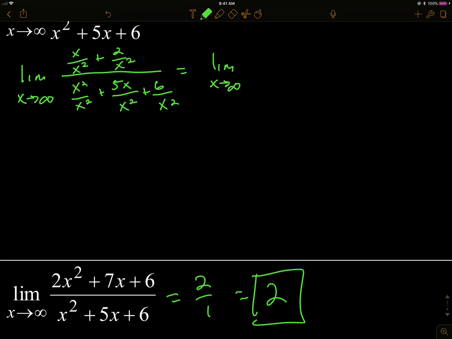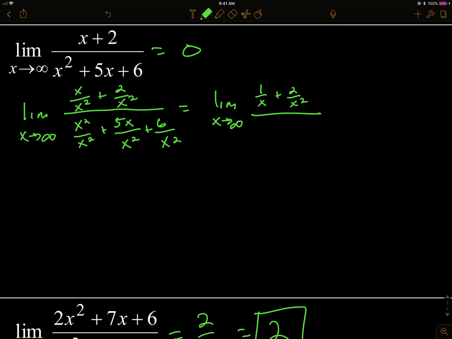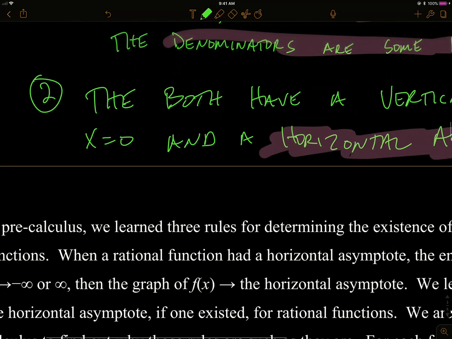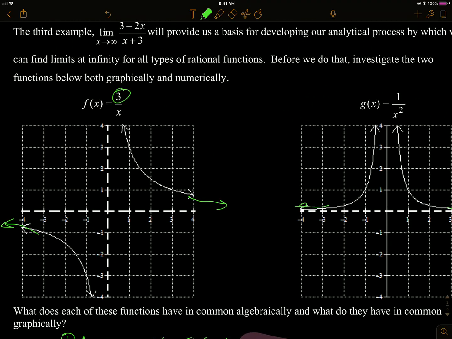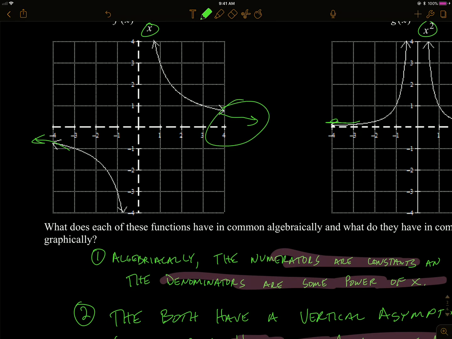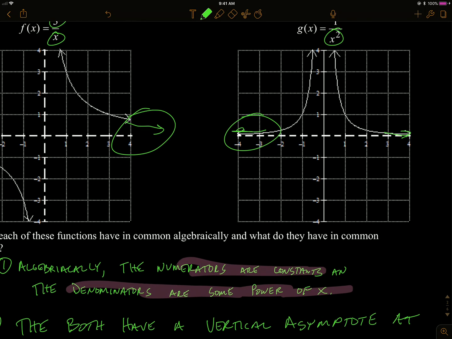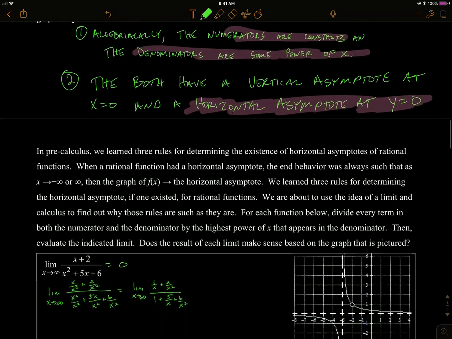a lot of nice things happen here. So I'm going to get 1 over x plus 2 over x squared in the numerator. And in the denominator, I'm going to get 1 plus 5 over x plus 6 over x squared. Based on what we just talked about, anytime you have a constant in the numerator and any power of x in the denominator, we know the end behavior on either side is always going to be 0. We just kind of proved that graphically.